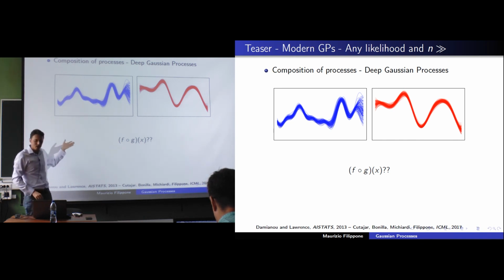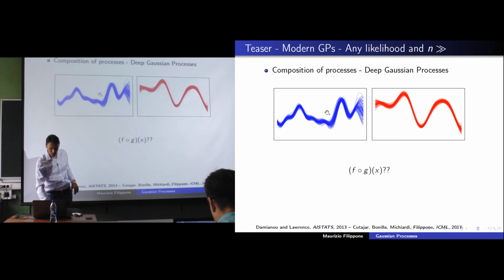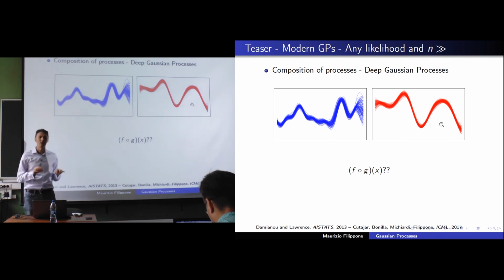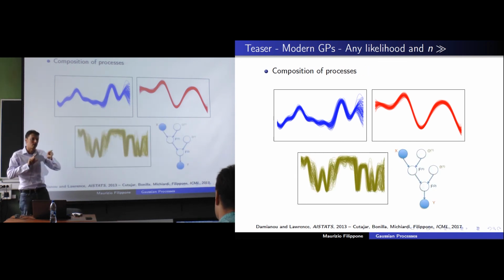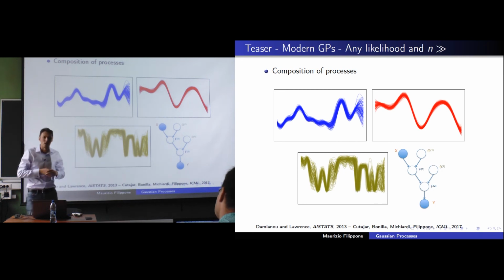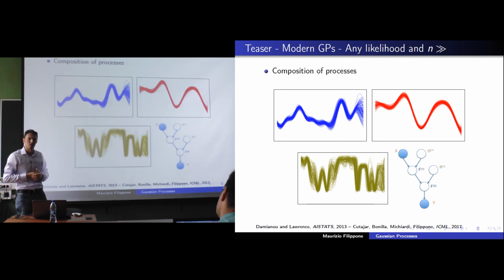So what does it mean to have a deep GP? Well, imagine you have a Gaussian process, a stochastic process on the left, and some other stochastic process on the right. In deep nets, they compose functions. When you have different layers, the only thing you're doing is composing functions. Can we compose processes? Of course we can. So if we give one process as the input to another process, then we get pictures like this.